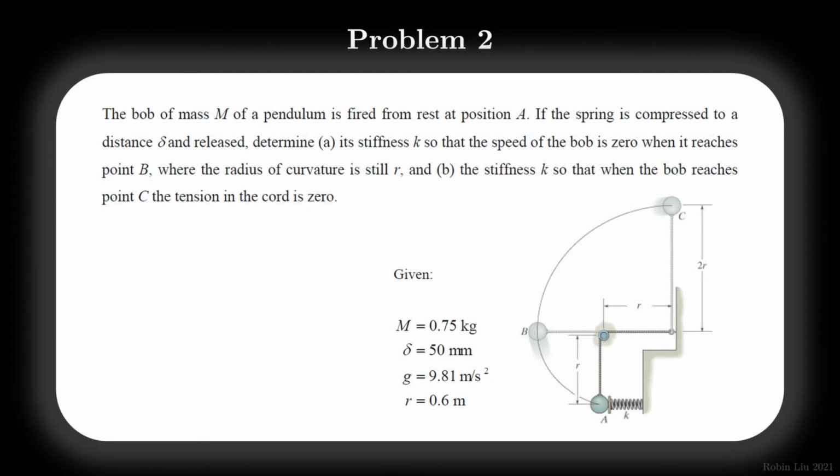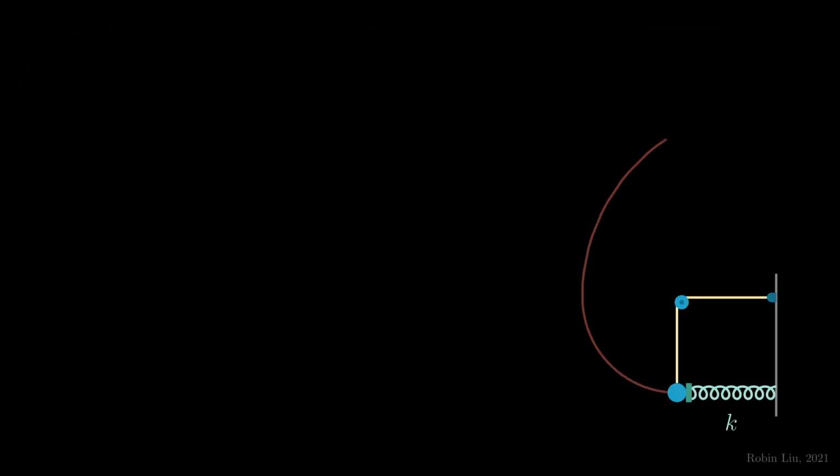Now for problem 2. It states, the bob of mass m of a pendulum is fired from rest at position A. If the spring is compressed to a distance delta and released, determine A, its stiffness k so that the speed of the bob is 0 when it reaches point B, where the radius of curvature is still r, and B, the stiffness k so that when the bob reaches point C, the tension in the cord is 0. Here's my recreation. Let's establish the reference height at position A.